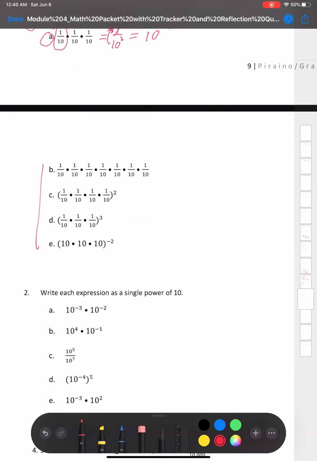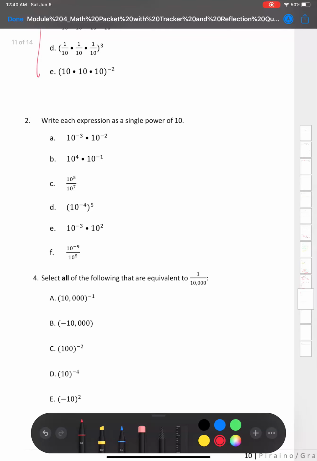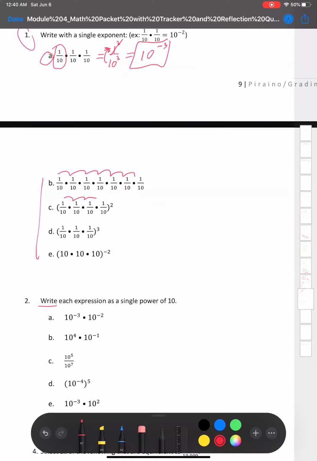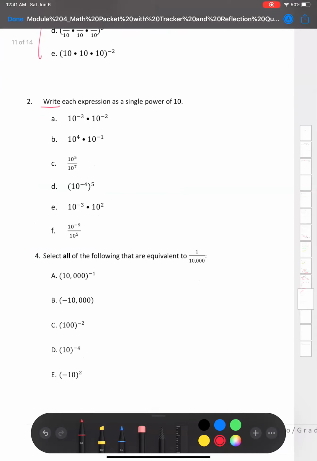I think that's self-explanatory. In number 2, it says write each expression as a single power of 10. Okay, so now you're going the other way around. In the problem above, you have bases multiplied a certain number of times, and you're being asked to write them in this format. Here, you actually have powers of 10 with a negative exponent, and you're asked to write it as a single power of 10.